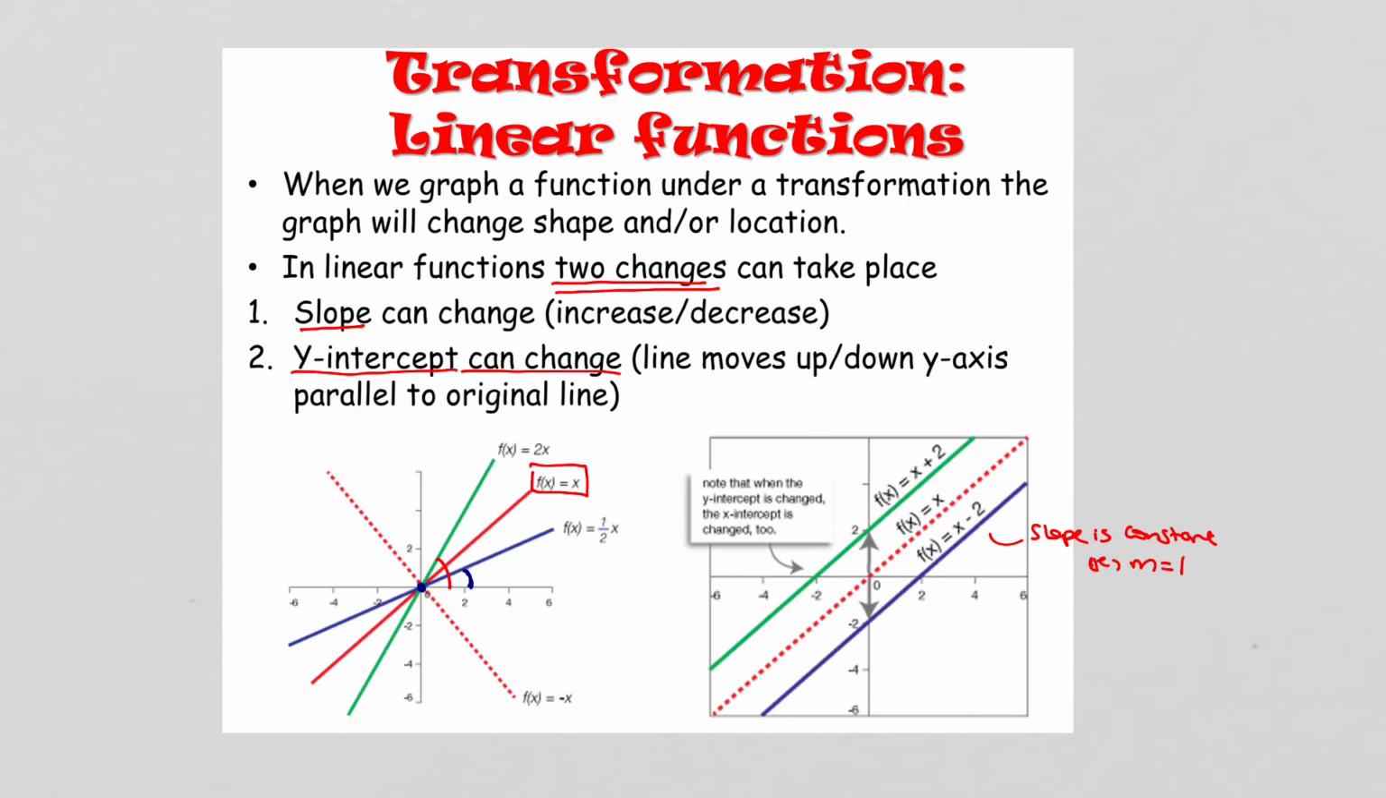The only thing that's changing here is the plus c. So I have plus 2, I have plus 0, and I have minus 2. So that means I'm cutting the y-axis at 2, I'm cutting the y-axis at 0, or I'm cutting the y-axis at minus 2. But because the slope is constant, we can see that the 3 lines are parallel.